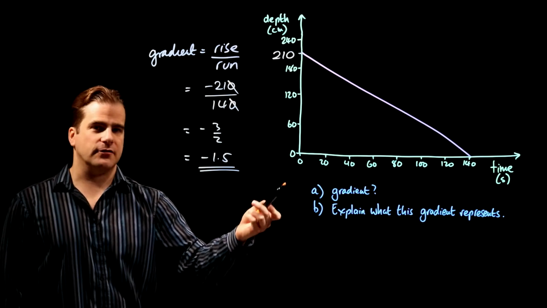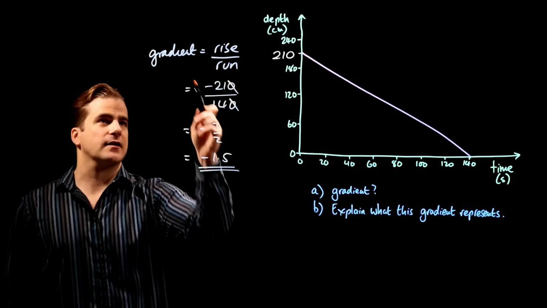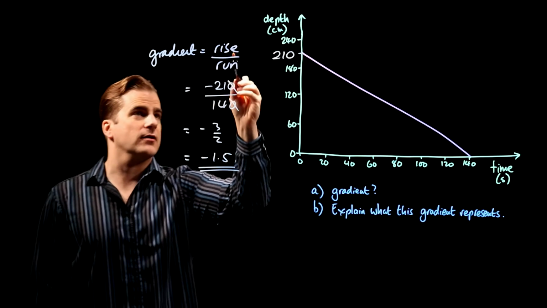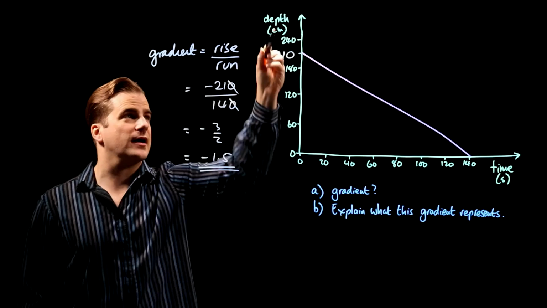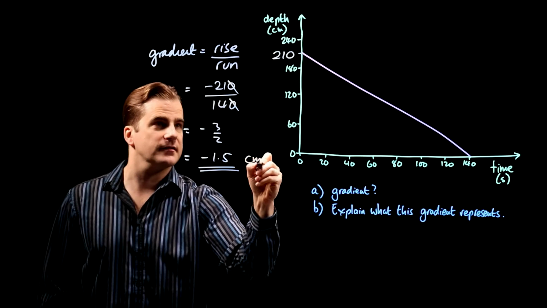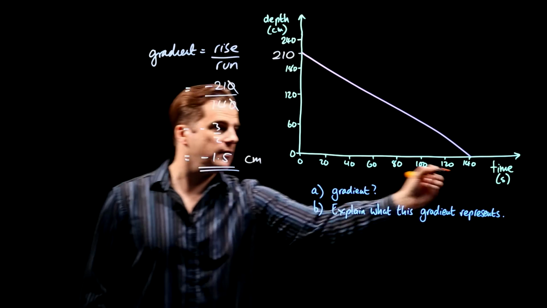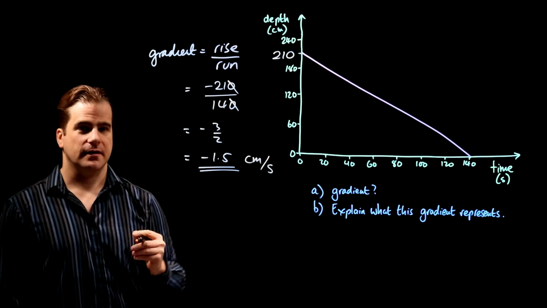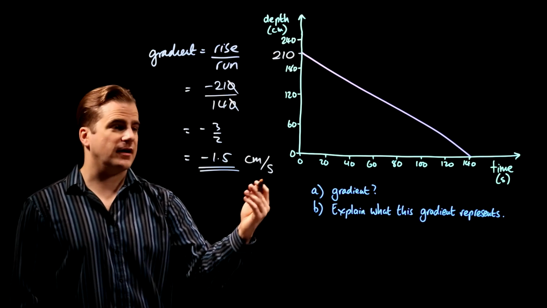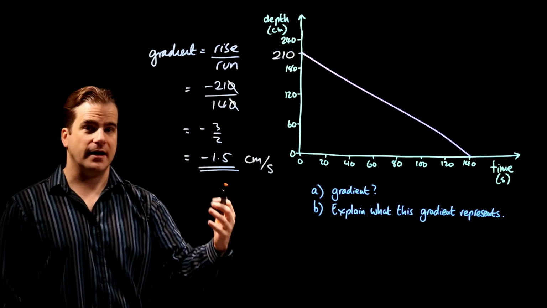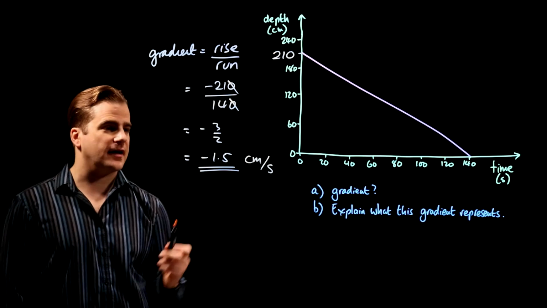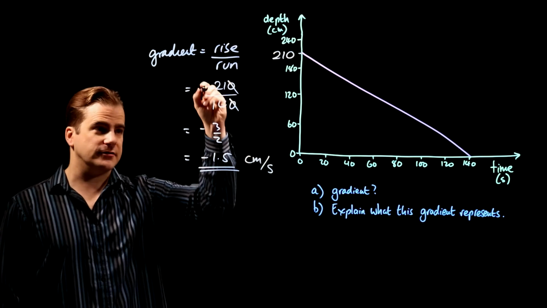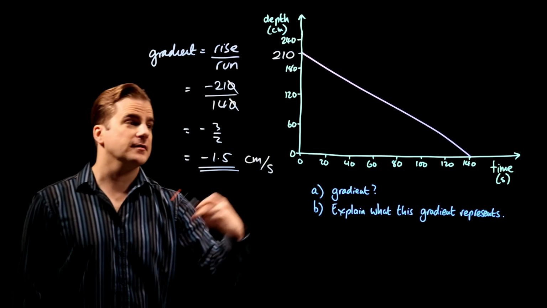And you can kind of tell that it's rate from the units, okay? The units of this gradient is rise over run. Well, the units of the rise, that's the y-axis, that's centimetres, divided by run, that's seconds, centimetres per second. That kind of gives you a feel for what the gradient is. It's a rate meaning per second. In this case, the unit on top is centimetres. It's the rate of change of depth, centimetres, per second.